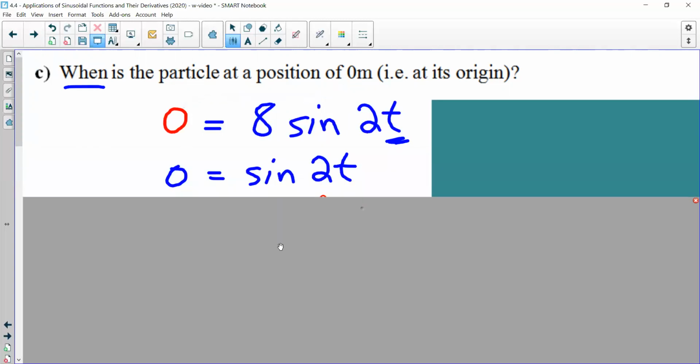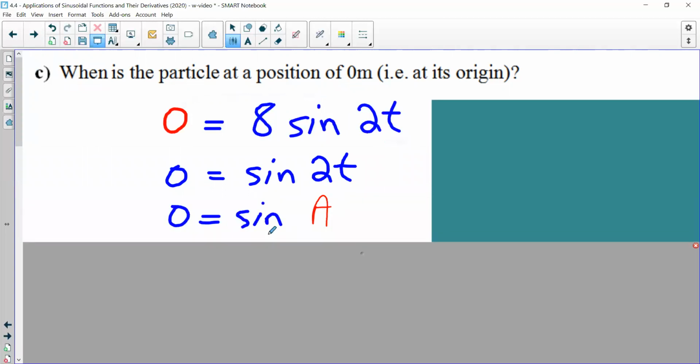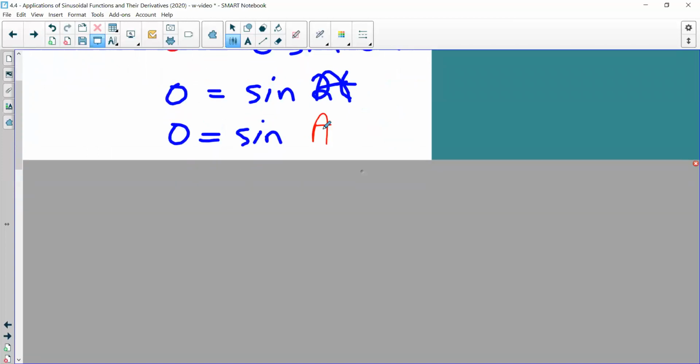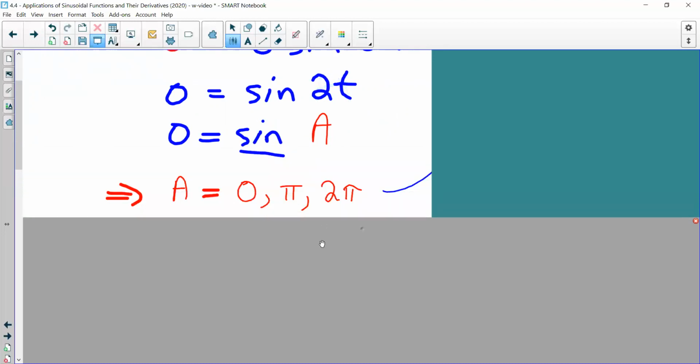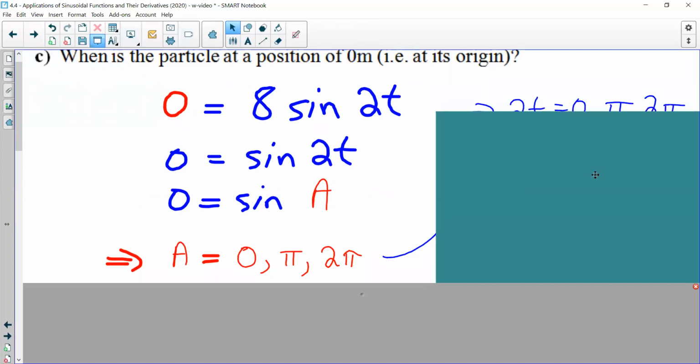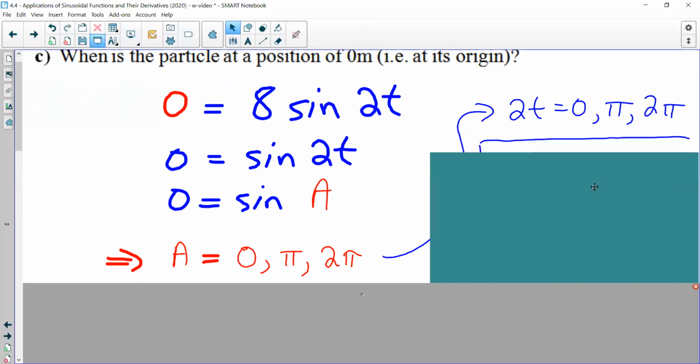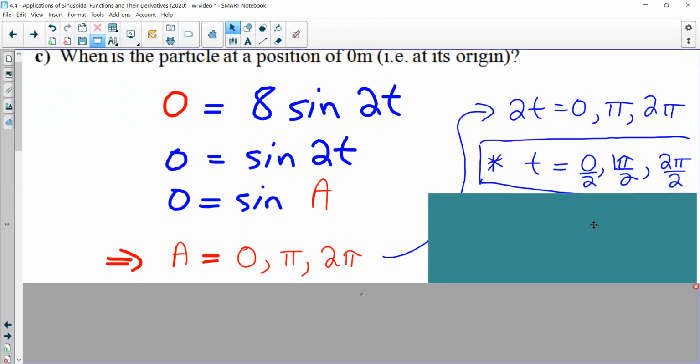Okay. So algebraically speaking, divide both sides by 8. And again, you have this little trick that this is just an angle. Just treat that like an angle. Whatever it is, it doesn't matter how messy it is algebraically, if you can determine what angle in radians produces a 0 for a simple sine function, and in this case it's 0, pi, and 2 pi in radians, then you can use this concept to find the t values because you're looking for the time. So that would imply that 2t is 0, pi, or 2 pi. Divide everything by 2, and you get this pattern.